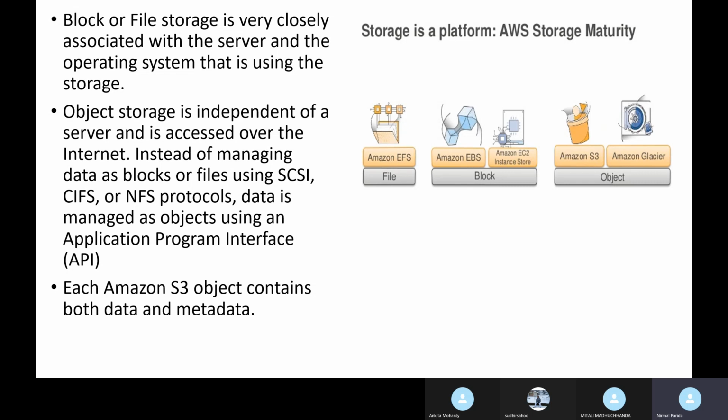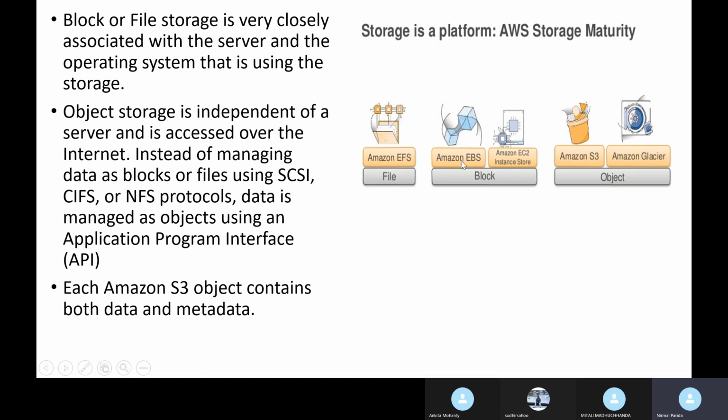So instead of managing data as blocks or files using file protocols like SCSI, CIFS and NFS, data is managed as objects using an application program interface, the API. Each Amazon S3 object contains both data and metadata. An example of file storage is Amazon EFS, block storage is Amazon EBS, and also your Amazon EC2 instance store.